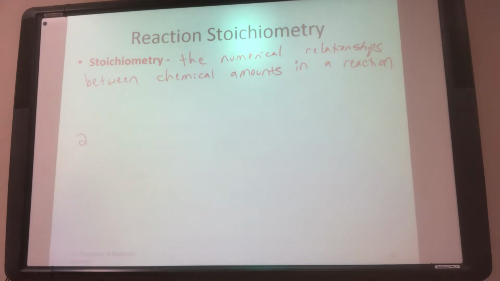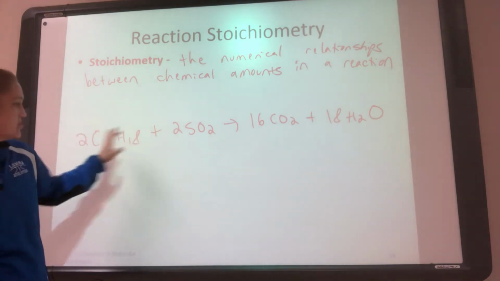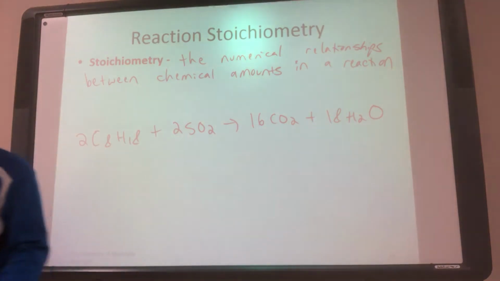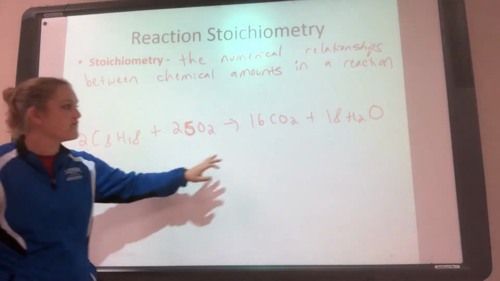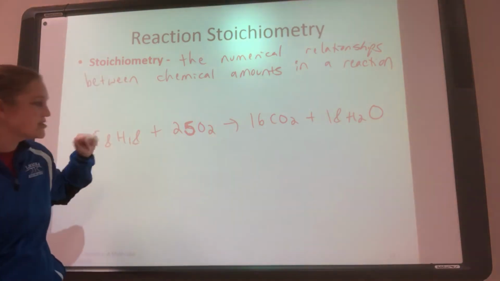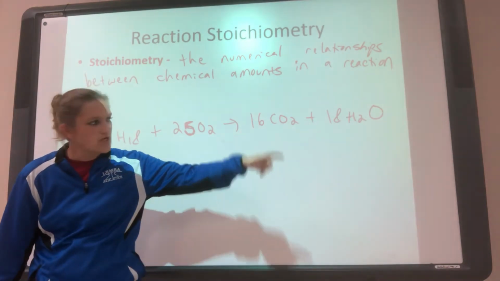So say I had this balanced reaction. This is the combustion of octane. Okay, so here's my balanced equation. So I have my coefficients, 2, this is 25, not SO2, in case you were trying to figure out, that's a 25. So 2, 25, 16, and 18. So 2 octanes, 25 oxygens, 16 CO2s, and 18 waters.